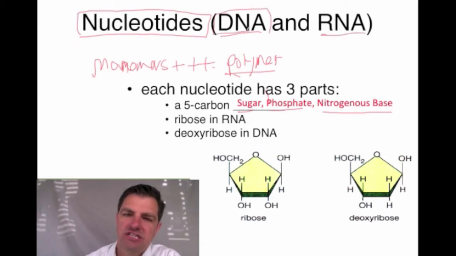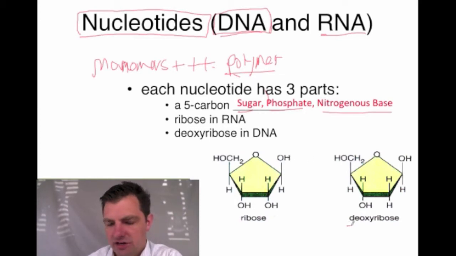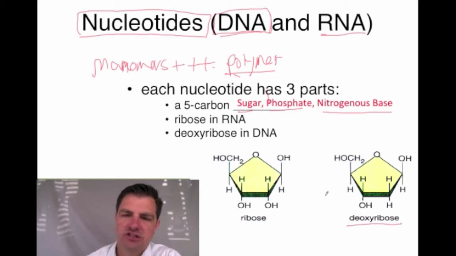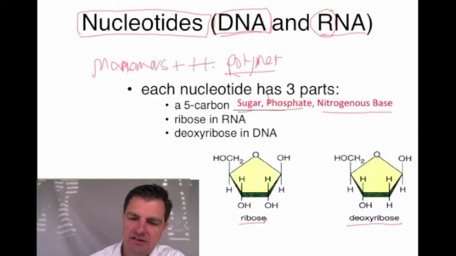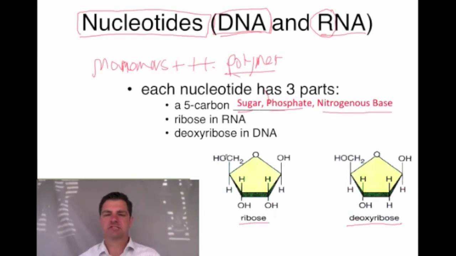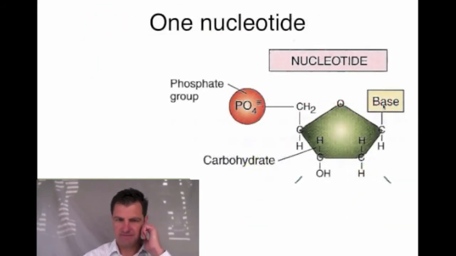DNA stands for deoxyribose nucleic acid. So here's deoxyribose, that's the sugar. And in the case of RNA, RNA is ribose nucleic acid that you see there. So a difference in the sugar. A couple other differences we'll mention as we go. So ribose and deoxyribose, that's the sugar. They also have a phosphate group, not shown in this picture yet. I'll show you in a minute. And then they have a nitrogenous base. So those three parts.